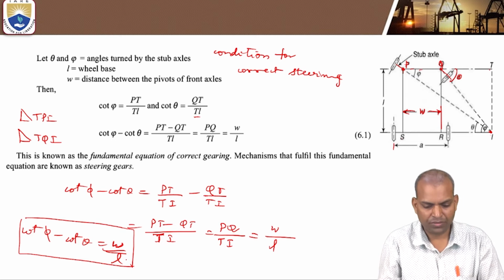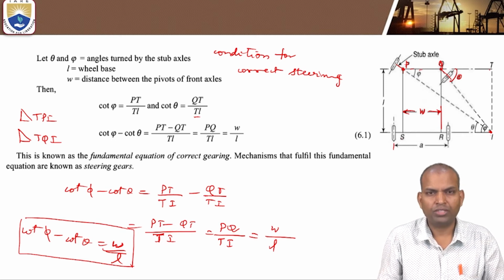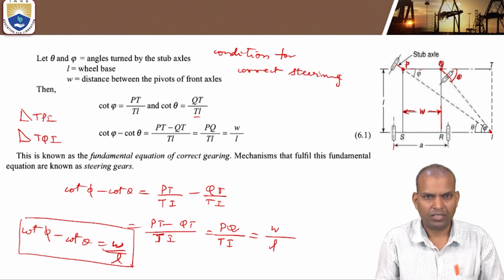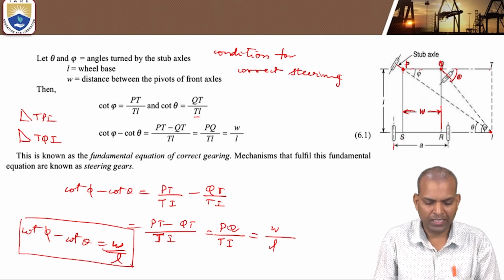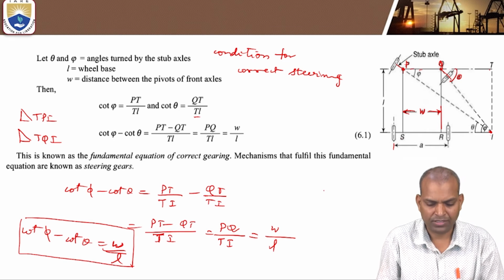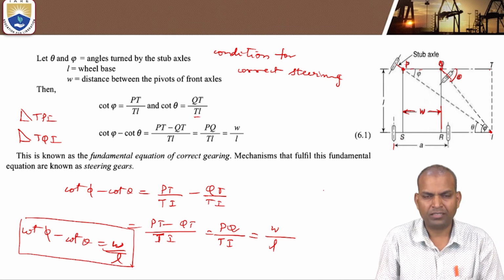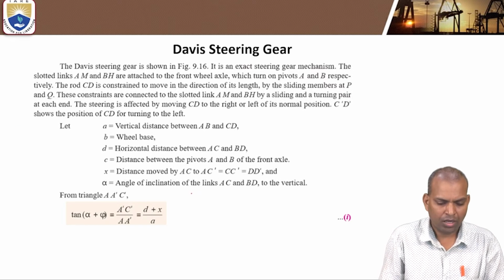Okay, this is the condition for correct steering. So they will ask you what is the angles between, what is the ratio of the wheel base, wheel distance between W and the wheel base, based on the data they will give you while solving the problems.